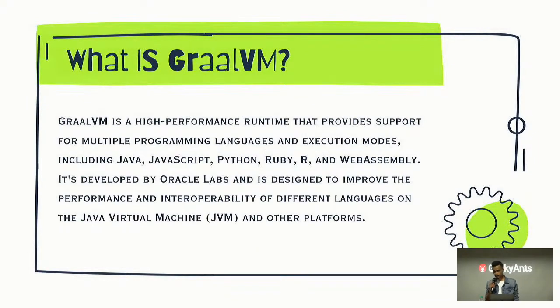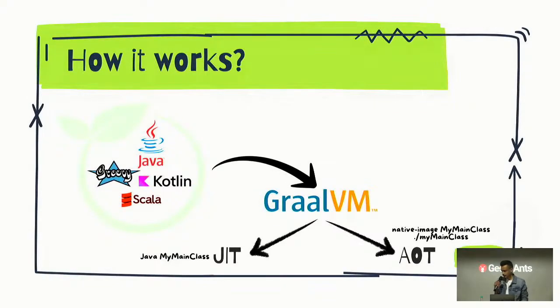So first of all, what is GraalVM? GraalVM is a high performance runtime. It does the same thing that JVM does, but in a different way. If you are packaging one jar, then you can run it on top of JVM. But GraalVM creates native executables which can be executed in your native environment. That is the difference. Let's understand how it works.